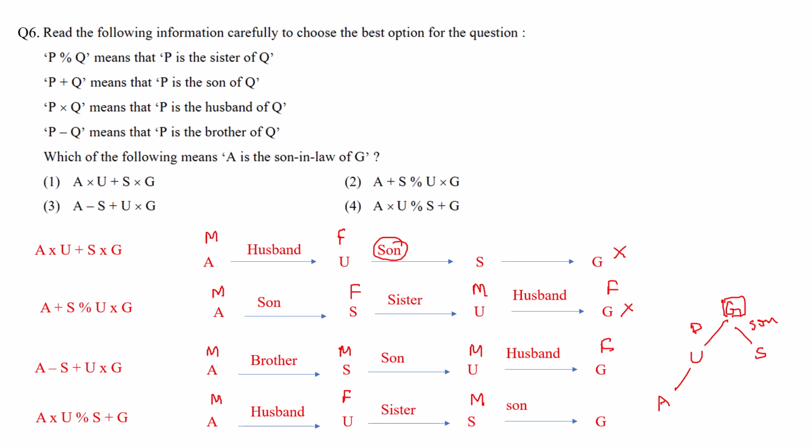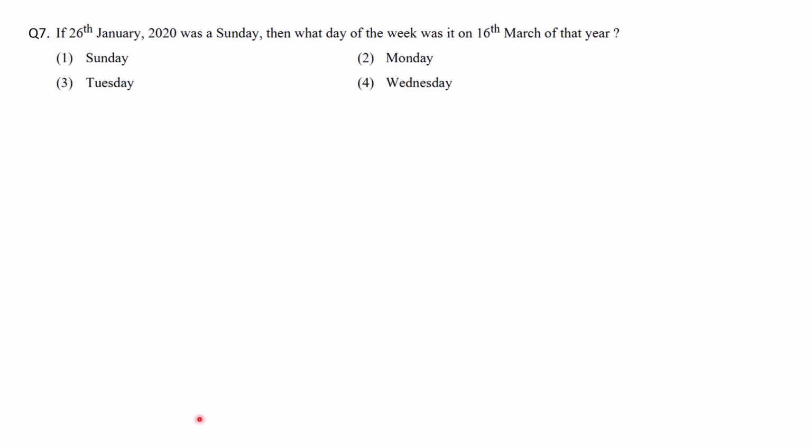Okay, so from here we can say fourth is the correct option. Now moving to the next question. Now question number 7. If 26 January 2020 was a Sunday, then what day of the week was it on 16th March of that year? Okay. So first of all, we'll find out how many days are there after 26 January 2020 till 16th March.